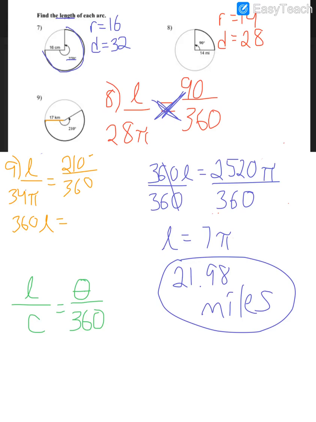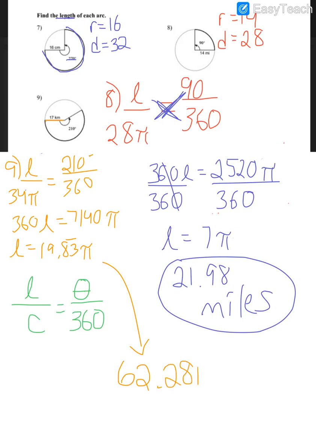So that would be 7,140 pi. And then divide by 360, so 7,140 divided by 360 is about 19.83 repeating. And then just multiply that number on your calculator times 3.14. And we can round to the nearest hundredth, so 62.28 kilometers.